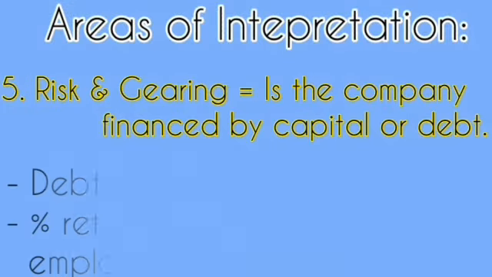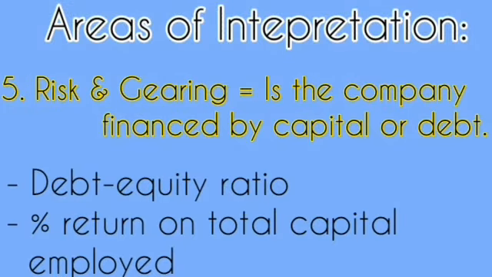But if you are financed by debt, that's when we are saying you are at high risk. It means that everything in your business depends on your ability to pay all of your creditors. It means that when you need to expand, for example, you don't have money of your own, you have to go and look for a loan. So you are a high risk company. And the indicators that show us this are the debt equity ratio and the percentage return on total capital employed.